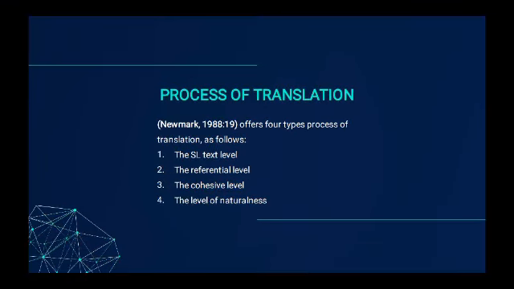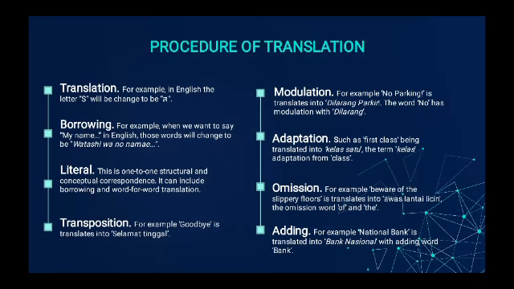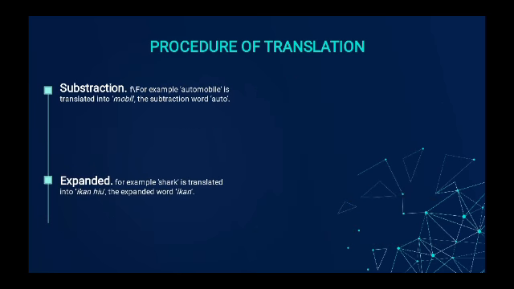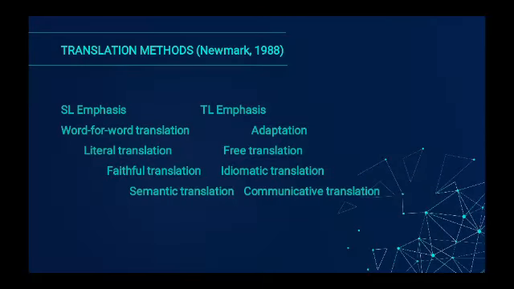The second is process of translation. According to Newmark, Theory of Newmark in 1988 in page 19, Newmark offers 4 types of process translation. The first is the SL text level, referential level, the cohesive level, and the level of naturalness. The explanation are on my paper. The second is procedure of translation. There are 10 procedures. The first is translation, borrowing, literal, transposition, modulation, adaptation, omission, adding, subtraction, and expanded. You can pause in this part if you want to see the example of each of them.